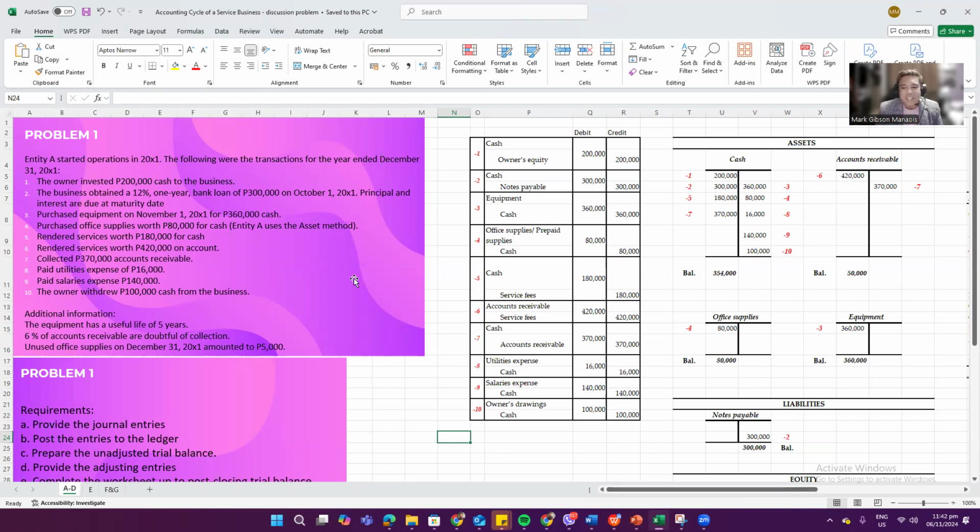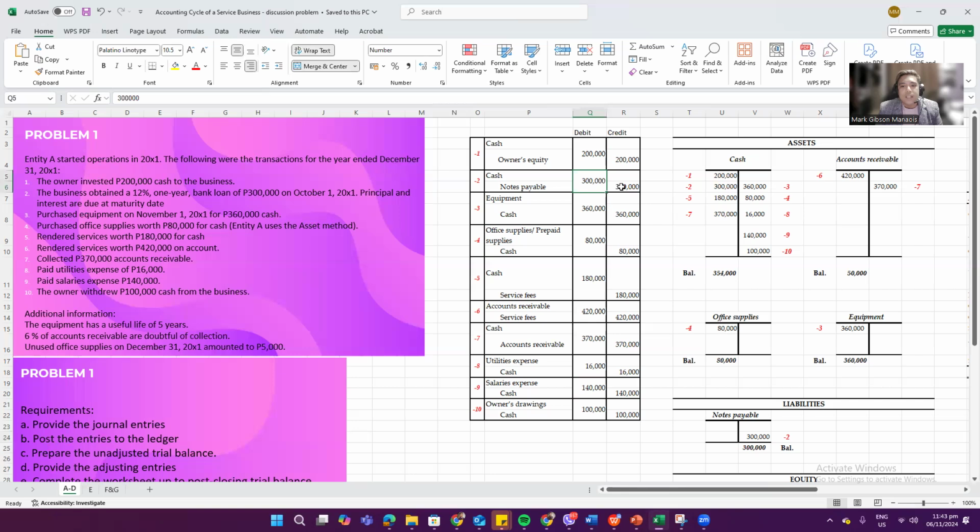So, sige, isa-isahin natin. Number one, no? Ang sabi diyan, let's do the journal entries. Owner invested 200,000 cash to the business. So what are the entries? Debit cash, credit owner's equity or owner's capital for 200,000. Next, the business obtained a 12% one-year bank loan of 300,000. So we receive cash, so debit cash, and then credit notes payable to recognize. This is the initial recognition of the loan.